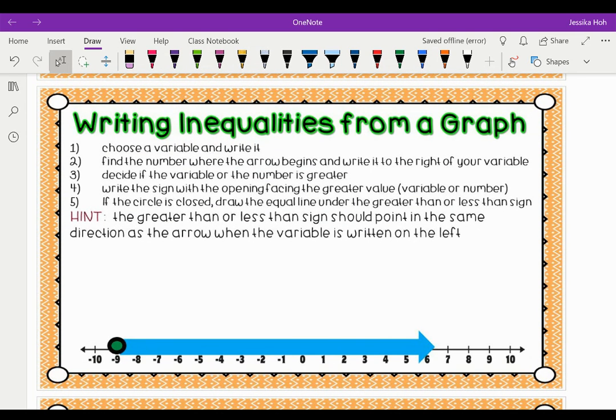Example number 3. Once again, we're going to use the variable x. And our arrow begins at -9. The numbers that are shaded, are they bigger or smaller than -9? They are bigger, so our variable would be bigger than -9. And then is it open or closed? It is closed, so we're including -9 as our solution. So it's anything that's greater than -9, and -9 would be included in our solution.